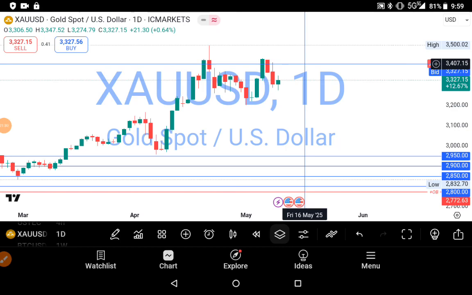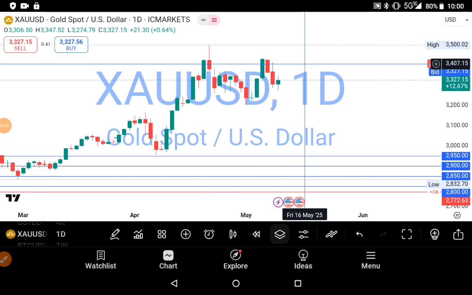So now, what is the next line of action? The next line of action is that the 3400 level will be my next decision level. If the 3400 level serves as a resistance to the price, we should be able to see 3200 and 3100. If it serves as a resistance, that means the market price was unable to cross it.